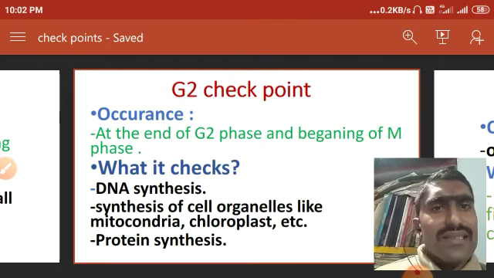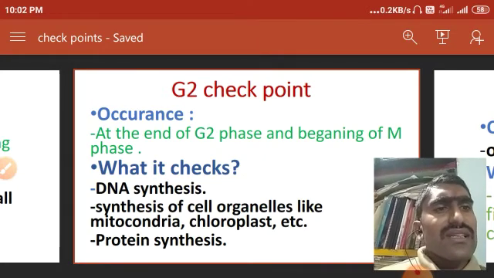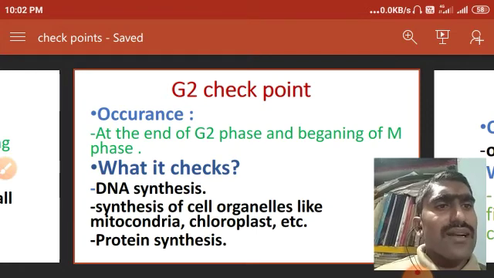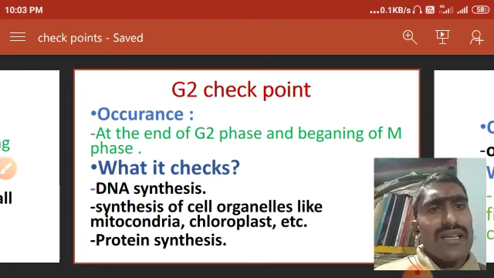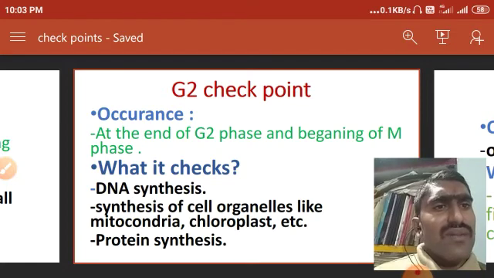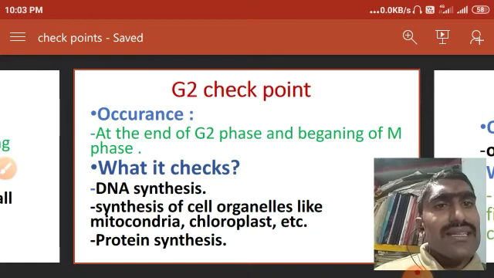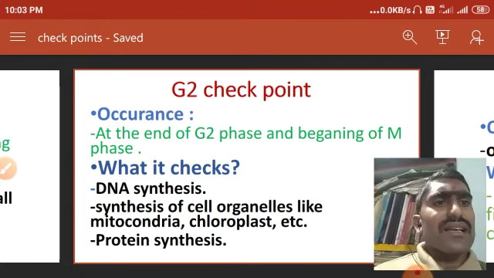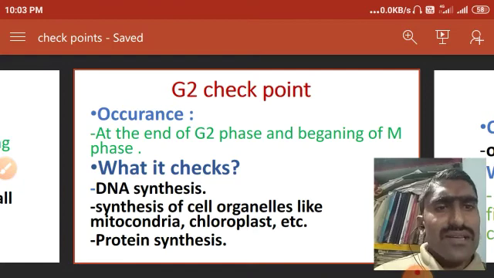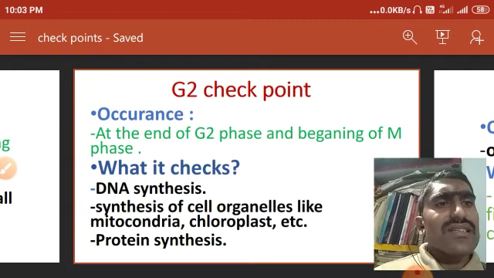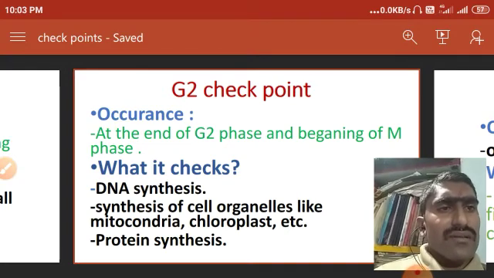Another thing it checks: third, it checks whether some fibrous proteins which are required during the actual cell division or for the formation of spindle fibers in the mitotic division are also synthesized here, and different proteins which are required for the synthesis of cytoplasm are also synthesized. It also checks whether a sufficient amount of cytoplasm and nucleoplasm is synthesized or not, because from one cell two daughter cells are formed.